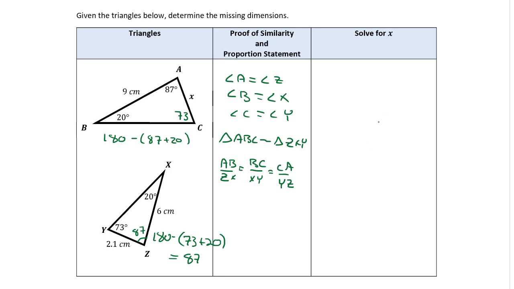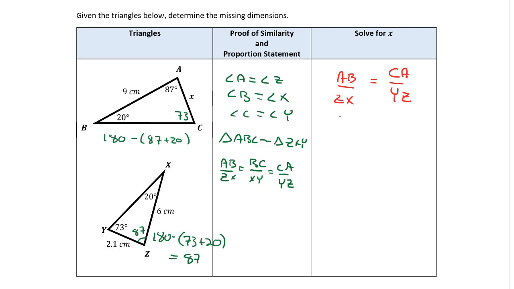Now that we have our proportional statements, we can determine the value of X. We can see that X represents side AC. So we're going to be using AC over YZ. And we also have to determine a set of corresponding sides where we're given the side lengths for both sides. And that's going to be side AB and side ZX.